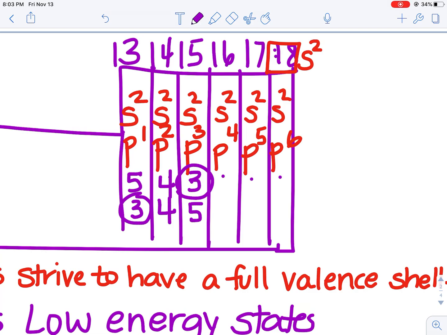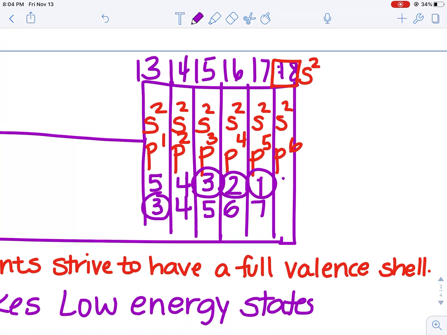The oxygen group, the elements in group 16, have 6 valence electrons. They can either gain 2 to have a full shell, or they can lose 6. Nature would prefer that they gain 2 electrons. The halogens have 7 valence electrons. They can either gain 1 or lose 7. Nature's going to prefer that they gain 1 rather than lose the 7.